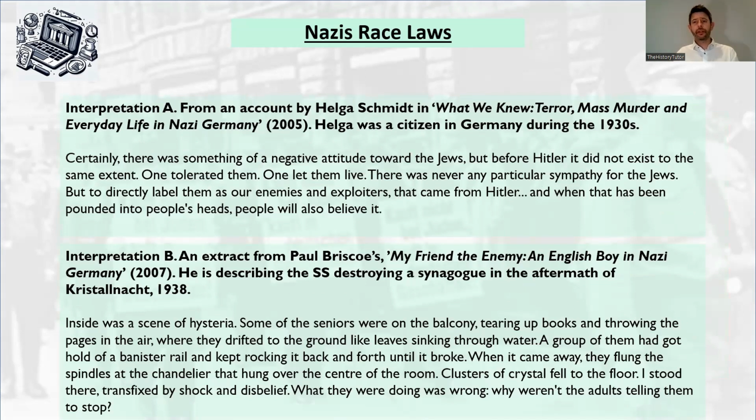So here are the interpretations. You're welcome to pause and have a read through. What you can see in bold is the provenance, that is the who wrote it. So interpretation A is Helga Schmidt. It's got the name of the book, and it's got when it was published. Now, obviously, it's written in 2005. So that is obviously therefore fitting of an interpretation.